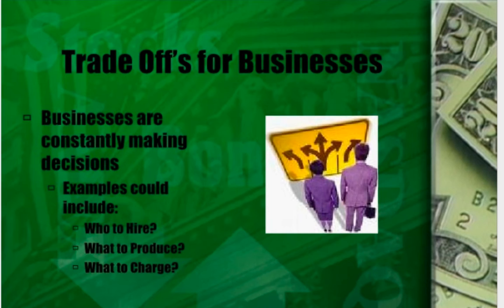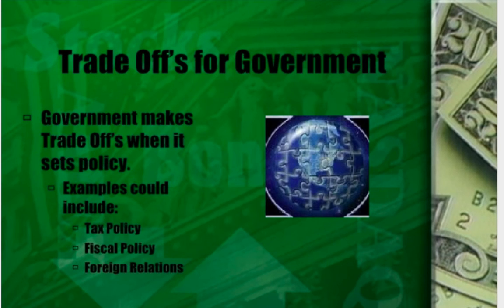So beyond yourself and beyond businesses, it also goes to a large level with the government. Government makes trade-offs when it comes to setting policies. Examples can include tax policy, fiscal policy, and foreign relations. In 2019, for instance, the tax cuts that Donald Trump enacted were a tax cut across the entire board. The idea behind the policy was that if we took away taxes, it would give more money for people to stimulate the economy, meaning there would be more money in the market to spend.